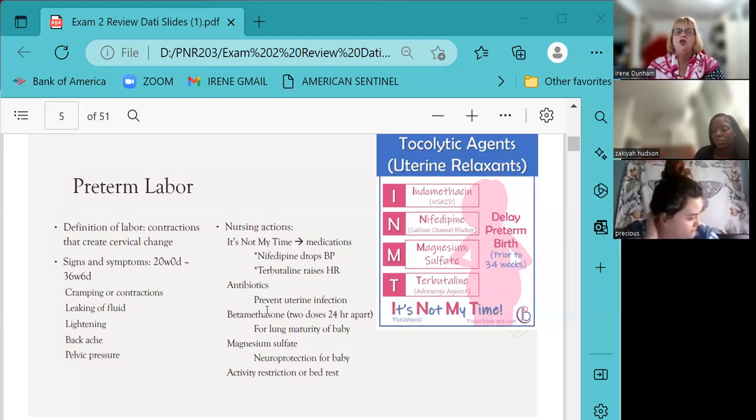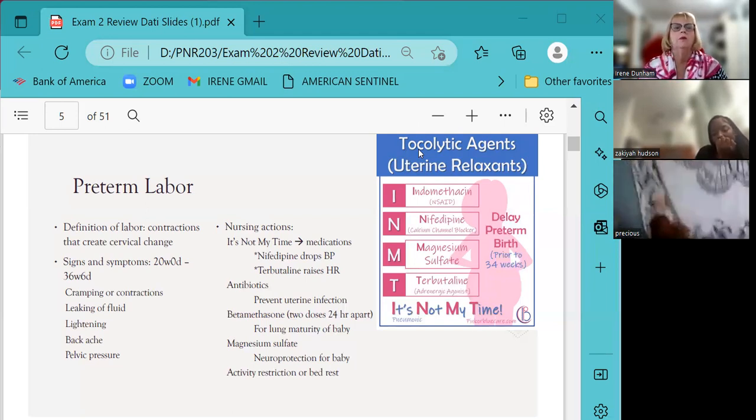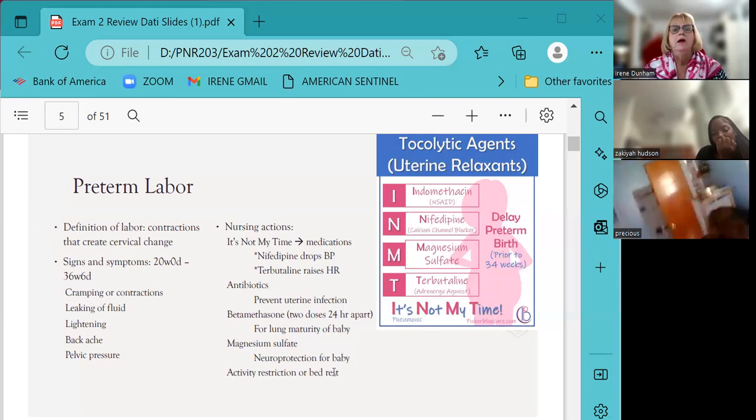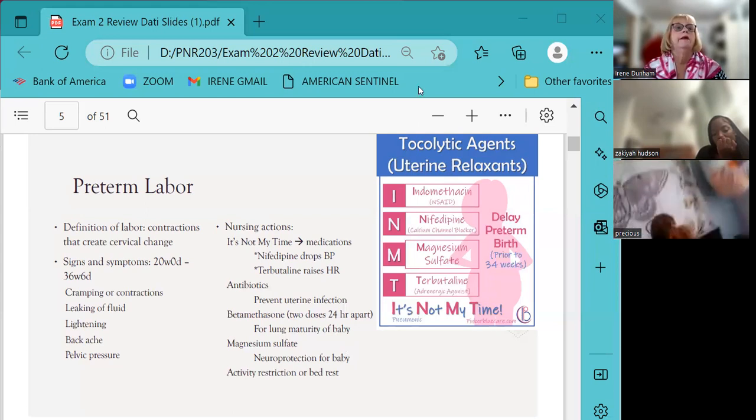So that's why it's called a tocolytic, because the word toco comes from the Greek, it means uterine, the uterus. So when we do the fetal monitor and we put the toco transducer on mom to pick up contractions, that's toco. Okay. And then again, we have her on activity restriction or bed rest. There's no doubt about it. Okay.